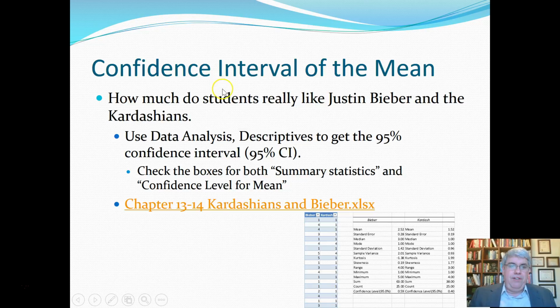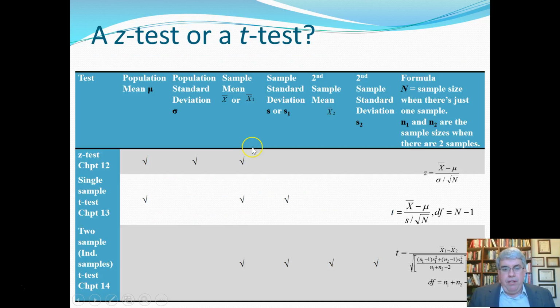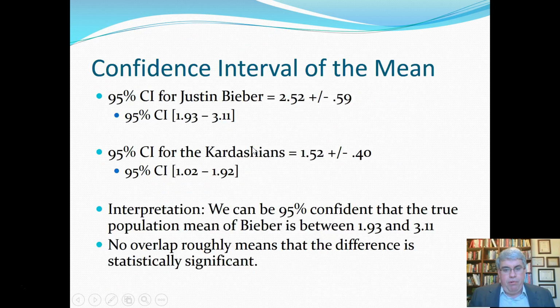So what we're going to do is we're going to try to figure out the confidence interval for how much students really like Justin Bieber and the Kardashians, or at least how much grad students at Azusa Pacific like Justin Bieber and the Kardashians. And so we're going to use data analysis, descriptive statistics, to get the 95% confidence interval. And we'll do that in the next video.